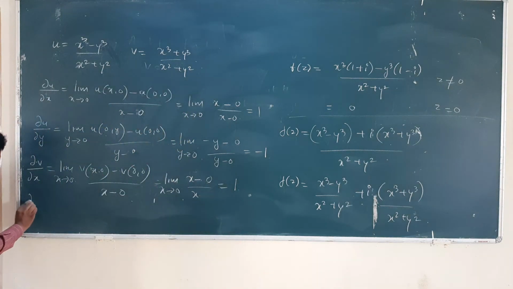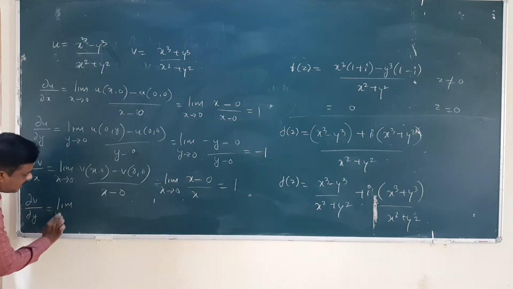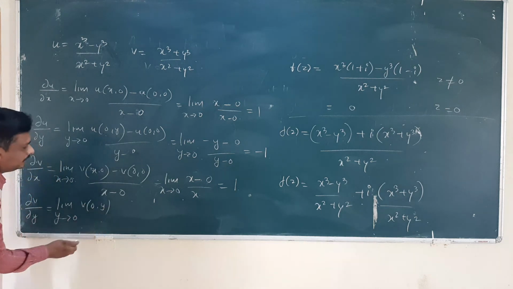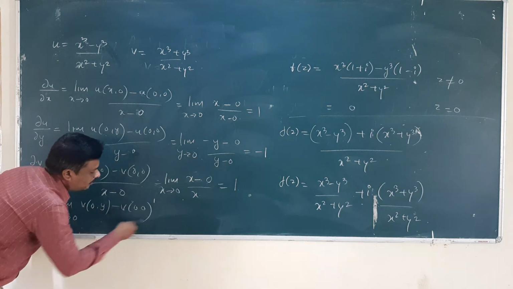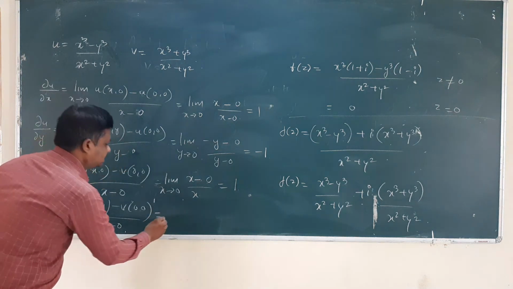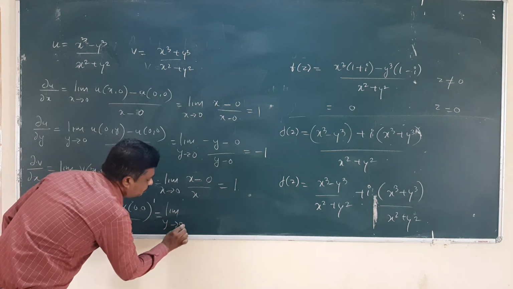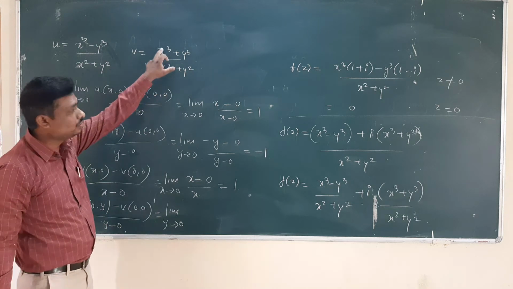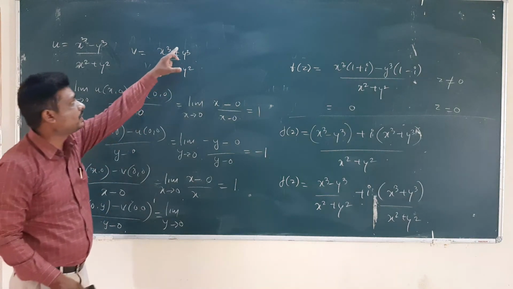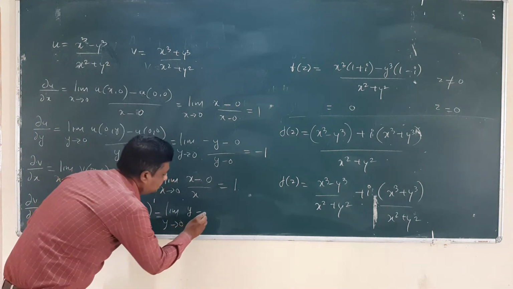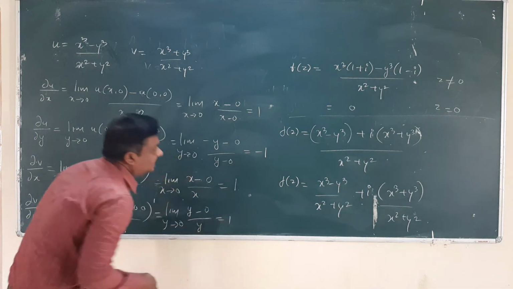So the last one is dou v upon dou y, limit of y tends to 0, v of (0, y) minus v of (0, 0) upon y minus 0. So this implies limit of y tends to 0. So here I will put x equal to 0. Here x position is 0. Remaining is y cube upon y square, that is y minus 0 upon y. So I will get here 1.